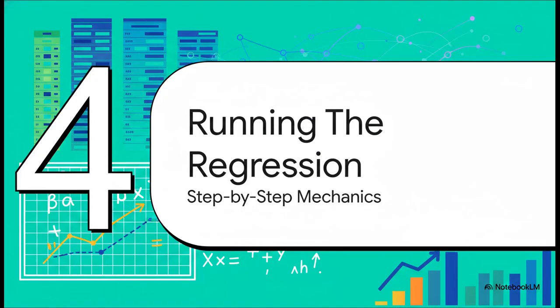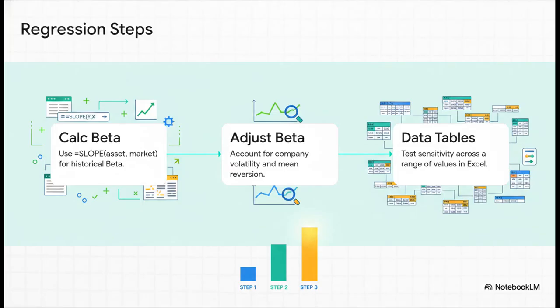That brings us to Section 4, running the regression. Let's get right into the step-by-step mechanics. Okay, now that your data is perfectly organized in your spreadsheet, it's time to run the regression. Step 1, we need to find our beta. In Excel, you'll just use the equals SLOPE function. You highlight your assets' historical returns as the Y values and the market index returns as the X values. Super easy. Step 2, we adjust that beta. And step 3, we use Excel data tables to really test the sensitivity of our model.